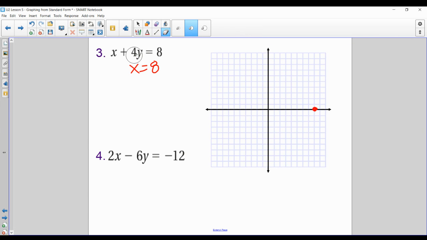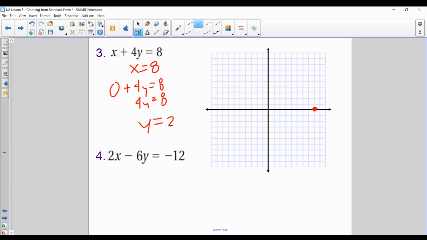Then if I come back and erase that, if I'm looking for the y-intercept, I'm going to plug in x as 0. So I'm going to get 0 for x plus 4y equals 8. I'm going to solve that, where 4y equals 8. So y is equal to 2. I'm going to plot that. Okay, and then I can draw this in. I've got that first line.